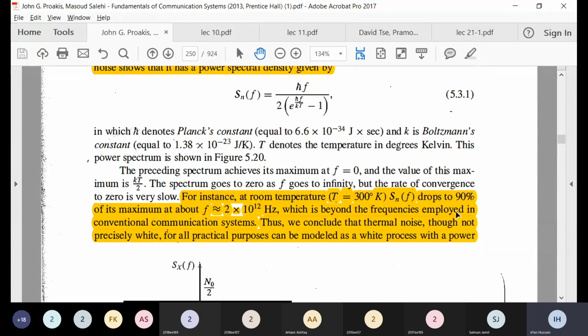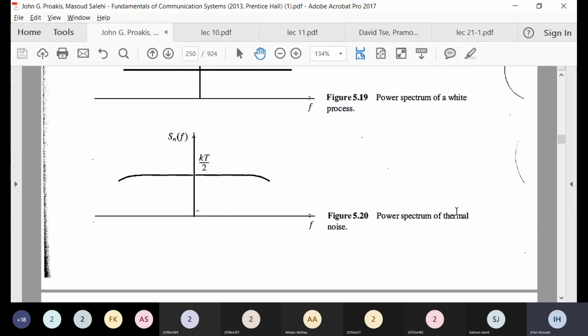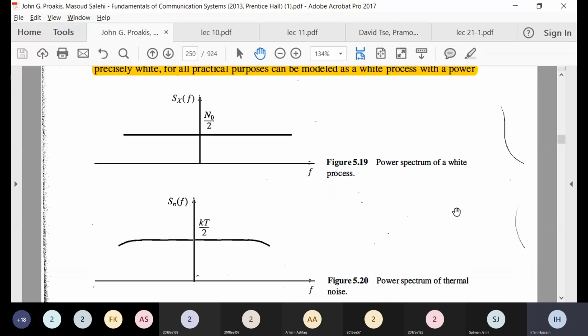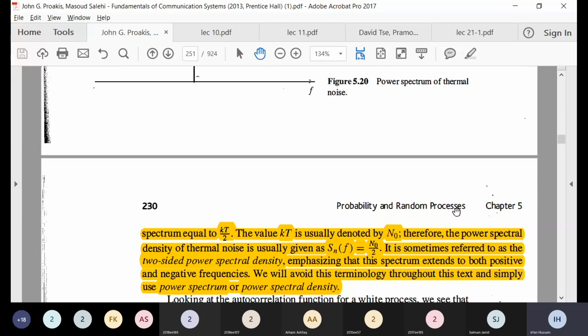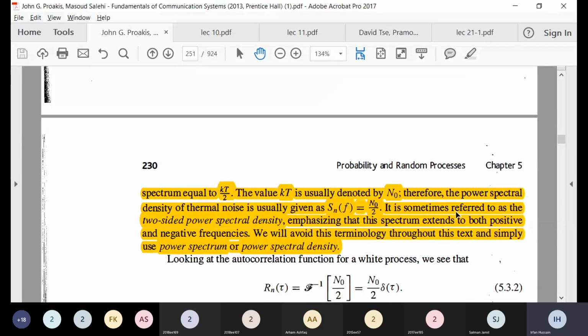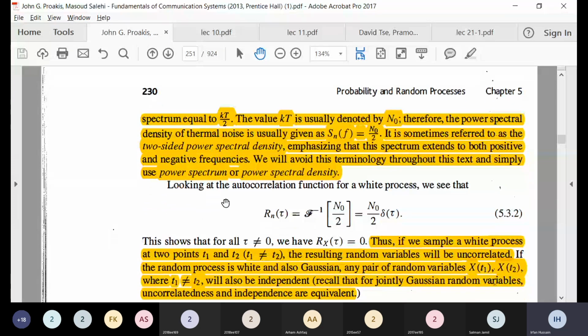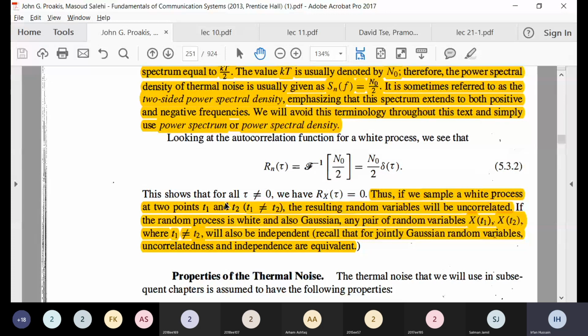So we can almost say that for our practical purposes, our thermal noise can be modeled as a white process of height N naught by 2. So N naught is equal to kT. From now on the height is N naught over 2, and it will extend. So we normally say kT is equal to N naught. If height is kT over 2, we will say that it is N naught by 2, and now we call it the PSD of the white process, which is also the thermal noise.